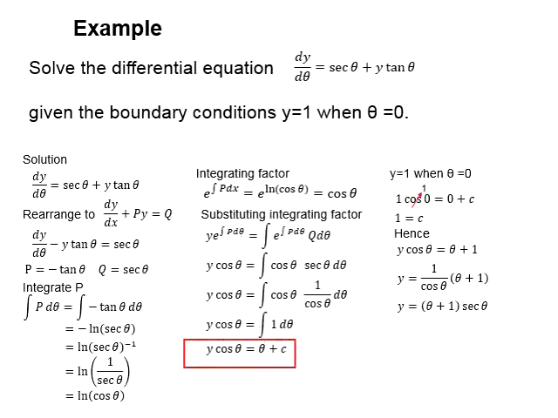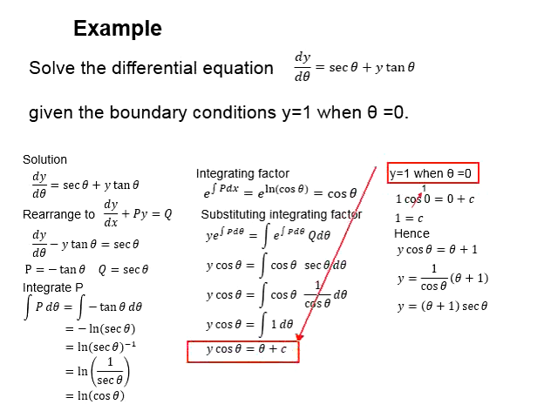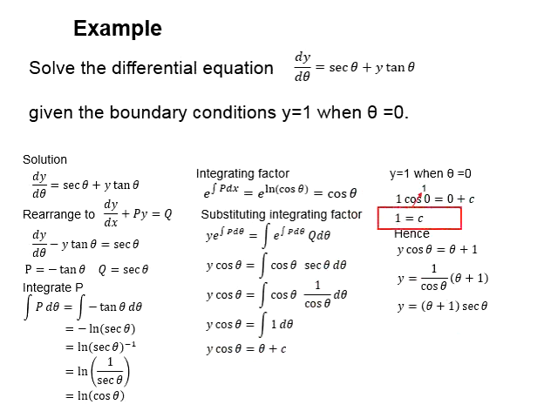After integrations, you get this. It is given that your boundary conditions is y equals to 1 and theta equals to 0. Substitute the relevant values into the function here, and you will obtain c is equals to 1. You know that cos 0 will be equals to 1.